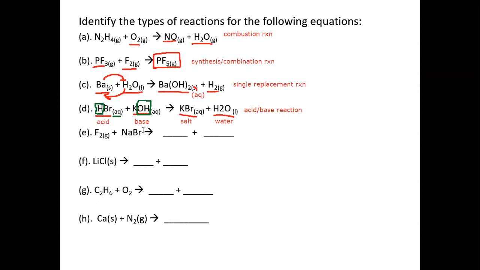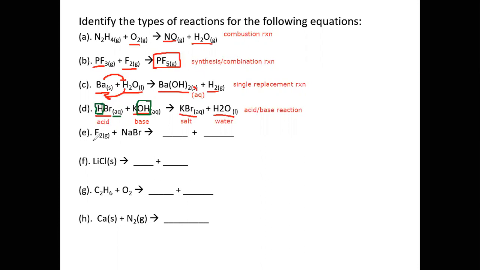Again, the way we know HBr is an acid is that H is listed first, and the reactant is aqueous. Second, the other reactant is a hydroxide, so we have an acid and a hydroxide. That's an acid and a base. We're going to get a salt and water. Now, for the last four examples, we have to write the products of these reactions.